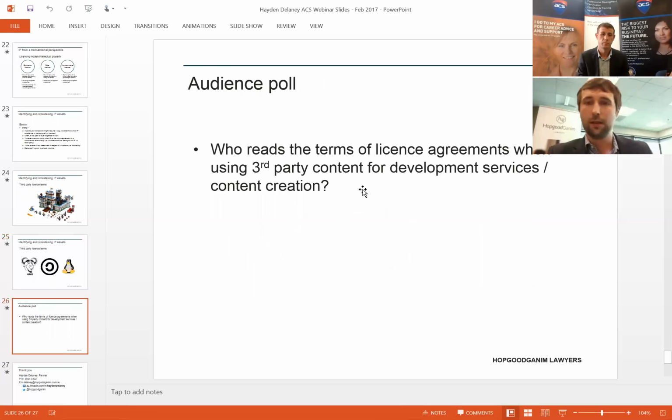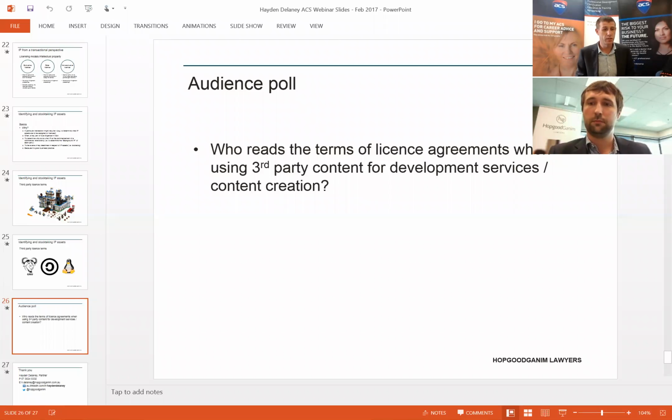So another audience poll: who, when they're developing things, you might be a software developer, or maybe a UX designer, or maybe a solutions architect, whatever it is, who uses third-party content sometimes when they're doing their day job, and who actually reads the license terms attaching to that when they mix it with your own original content? Okay, so we've got some responses coming through now.